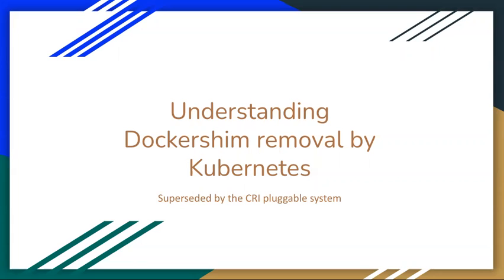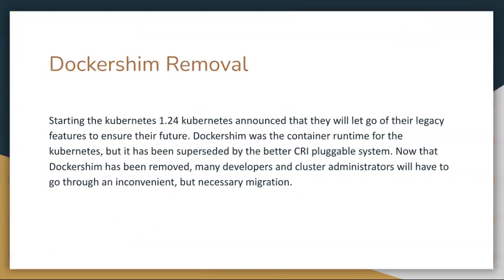Okay, so the very first thing, let's understand what this Dockershim removal is all about. Starting with Kubernetes version 1.24, Kubernetes has announced this, and it is finalized, and they have also committed that they are not going to support the legacy feature, which was the Dockershim. Dockershim was the container runtime for Kubernetes, but it has now been superseded, replaced with the CRI pluggable system.